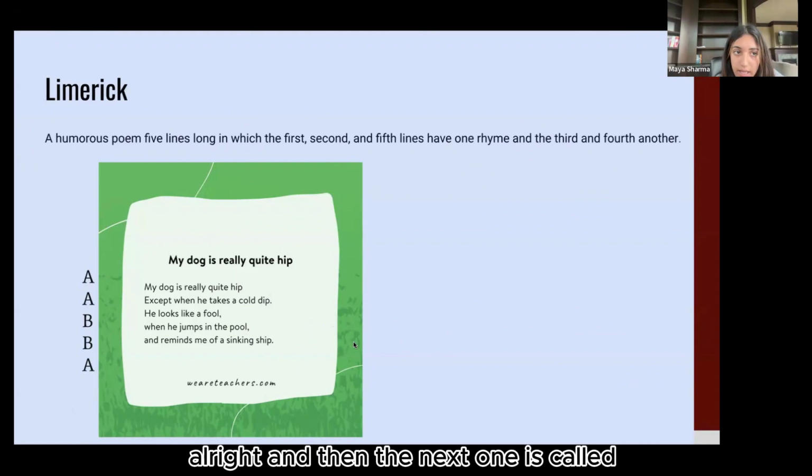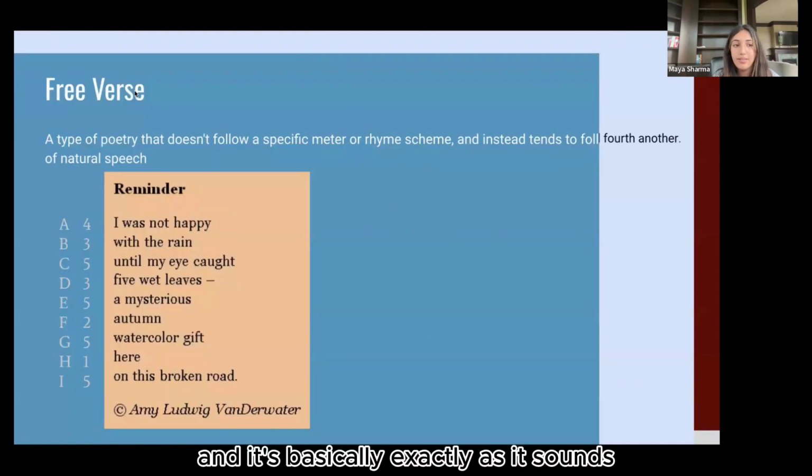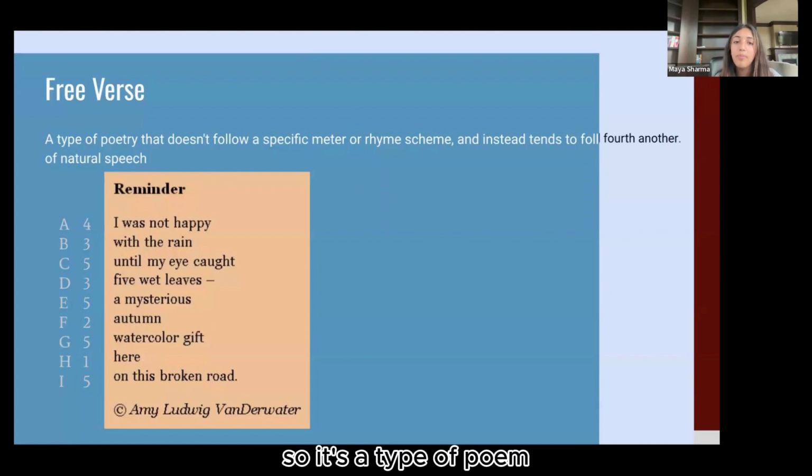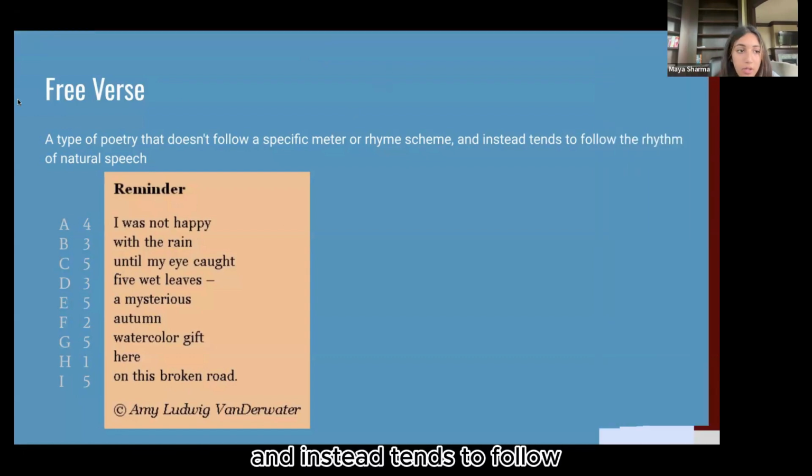All right, and then the next one is called free verse, and it's basically exactly as it sounds. So it's a type of poem that doesn't follow a specific meter or rhyme scheme, and instead tends to follow the rhythm of natural speech.